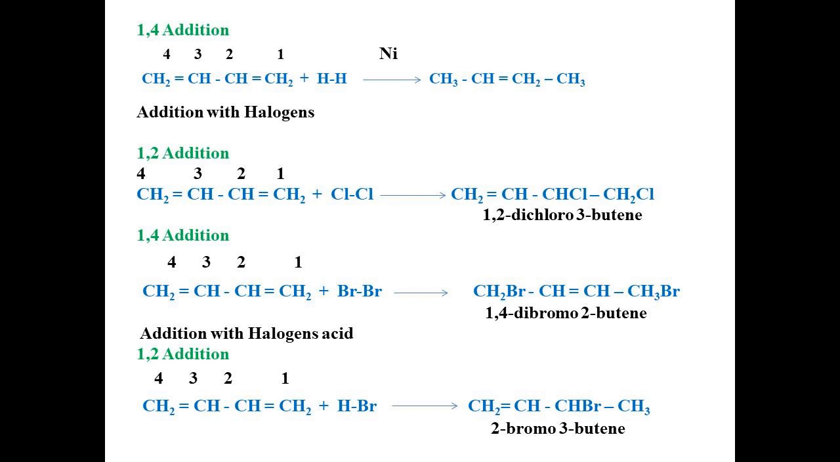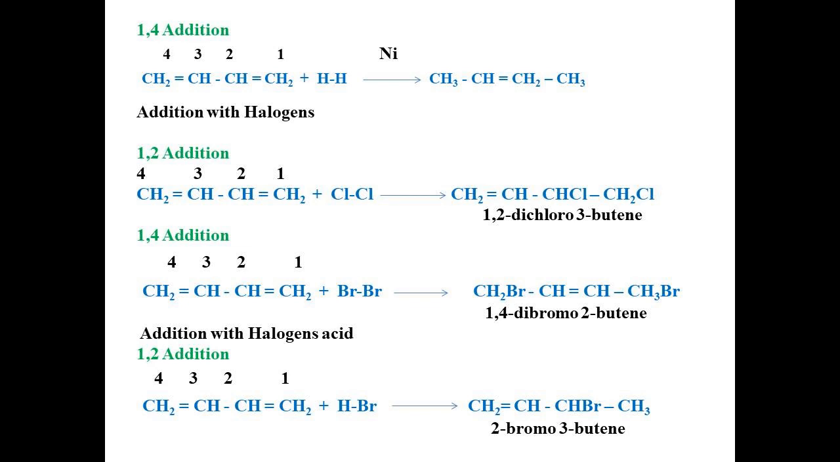Next is the addition reaction of halogens. Take a halogen compound, Cl2, with the same reactant, 1,3-butadiene. For 1,2 addition with chlorine, it gives 1,2-dichloro 3-butene. The chlorine atoms are added to the first carbon and second carbon. So this is a 1,2 addition.